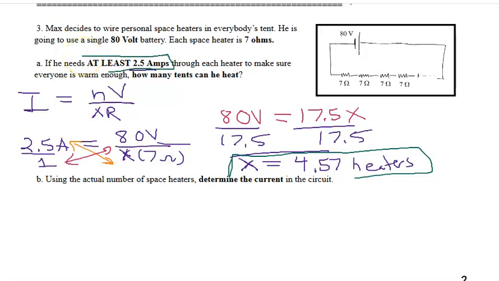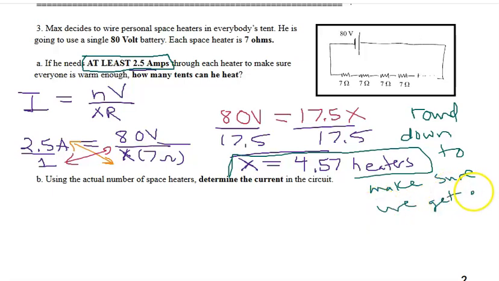And we want at least 2.5 amps. So if we round up, that's going to reduce the current. So we need to round down, otherwise the current will be too low. So we want to round down to make sure we get at least 2.5. So that means we want 4. Okay, and then if you're not sure, especially because the resistor might be a little bit trickier because it's an inverse relationship, check your work.